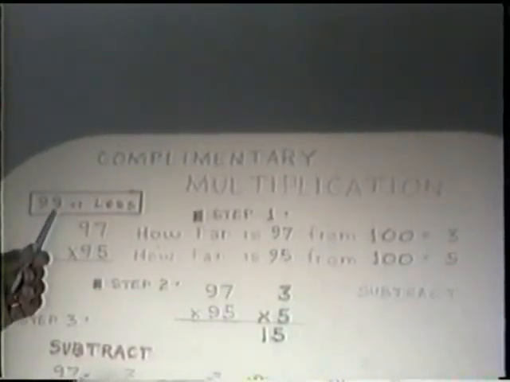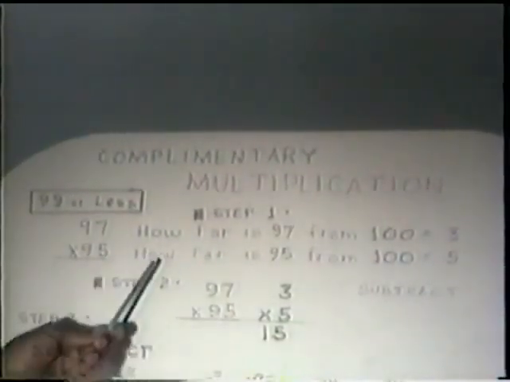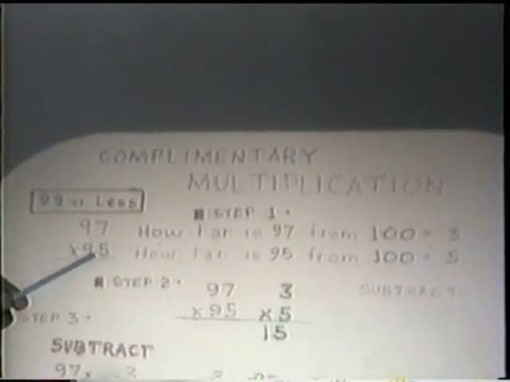Now we're going to get into complementary multiplication. We're multiplying now, but we're not going to use the old method. We're going to use a different way to do things. This is for numbers that are 99 or less. Step 1. We're multiplying 95 times 97. This is the problem. 95 times 97.